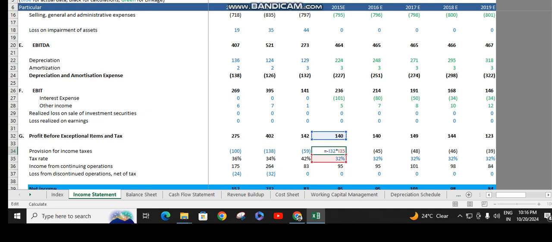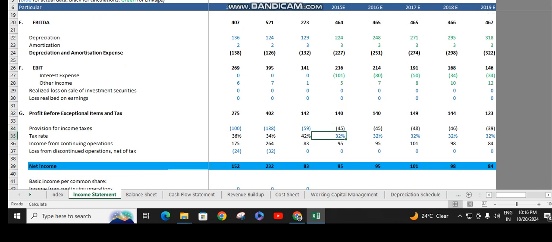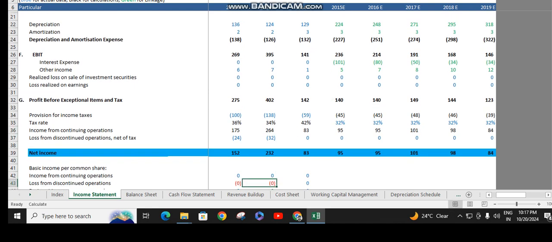Then we have the tax rate, and we multiply this, so this is the provision for income tax. Then we have the income from continuing operations. If we click on this, it is the profit before exceptional items less the provision for income tax. So this is the income from continuing operations.